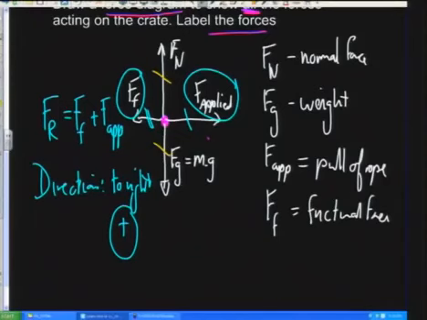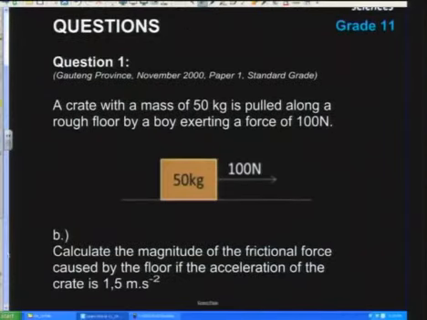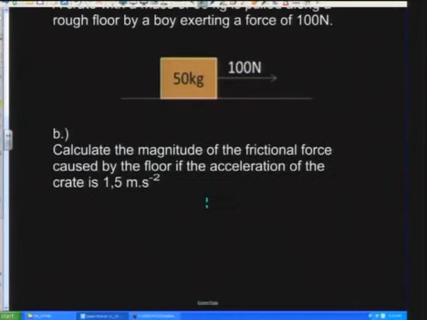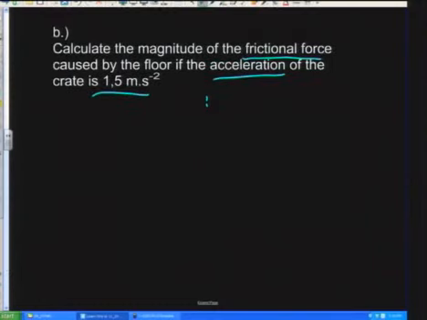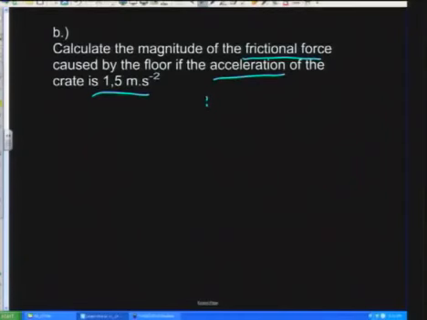But let's move on. The next question tells us, calculate the magnitude of the frictional force caused by the floor if the acceleration of the crate is 1,5 meters per second. So there was something different. If we read it, we would have seen that in the calculation. But we've got some important information that we've read off our diagram, and let's make sure that we've got it now. We know from the diagram that the resultant force is equal to the force applied plus the force of friction.